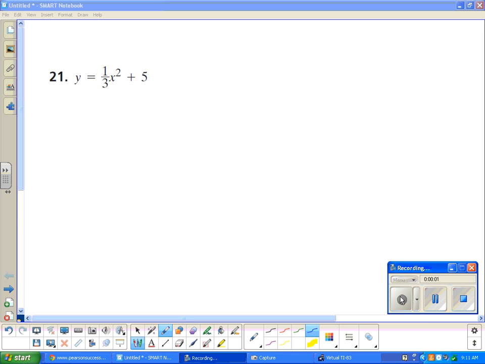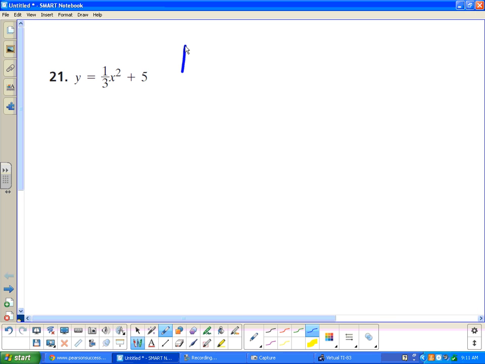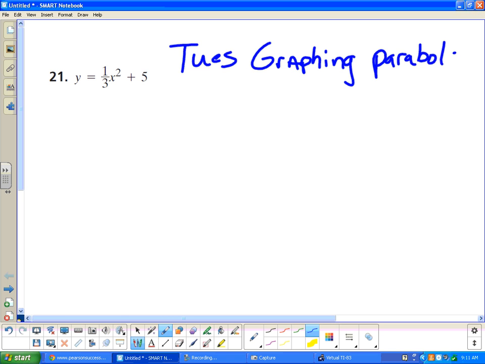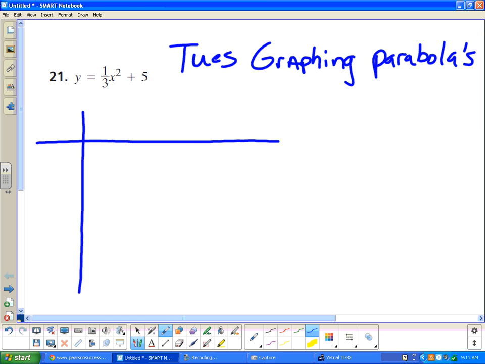Okay, this is the lesson for Tuesday, and it's on graphing parabolas. So when you graph a parabola, and this is one of the homework questions, we're going to make a chart, an XY chart.